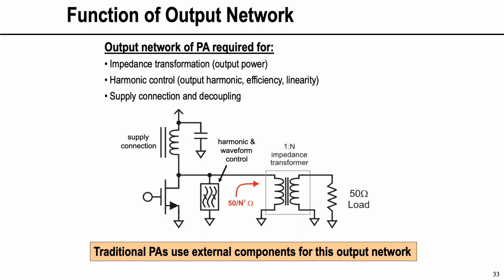Now, generally speaking, if you look at a power amplifier, it has some sort of a supply connection, as shown here, and you have a harmonic and waveform control, which is basically the waveform engineering part of the thing. There is some impedance transformation symbolically shown as a transformer here. It doesn't always happen as a transformer. It can be an LC network or RLC network. A lot of times it is. And then you have the load.